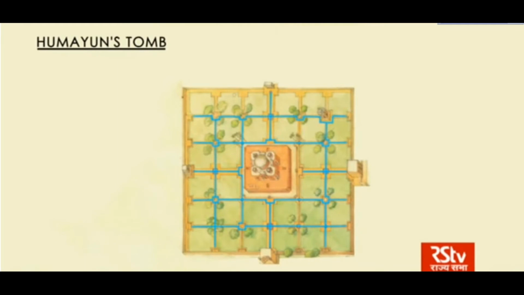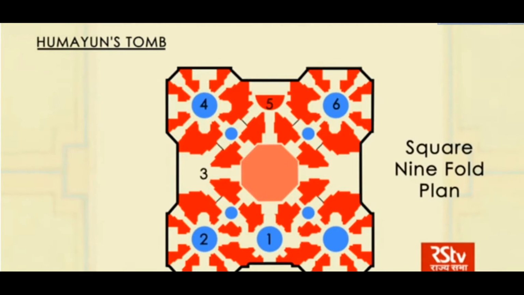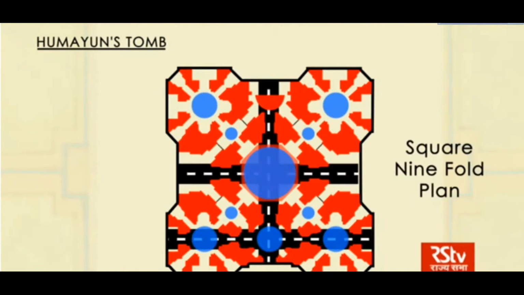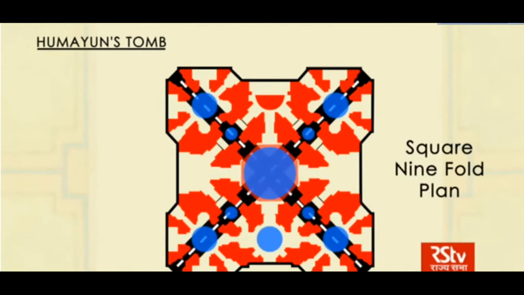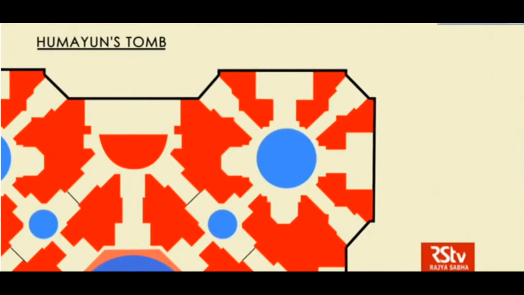Now, the plan of the tomb itself is also interesting. It is a square 9-fold plan where 8 2-storied vaulted chambers radiate from the central double-height domed chamber. The chambers of each level are interconnected by straight and diagonal passages. In Humayun's tomb, each of the main chambers has in turn 8 more smaller chambers radiating from it.